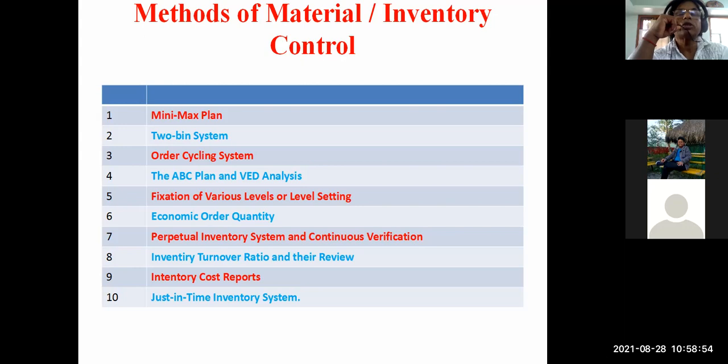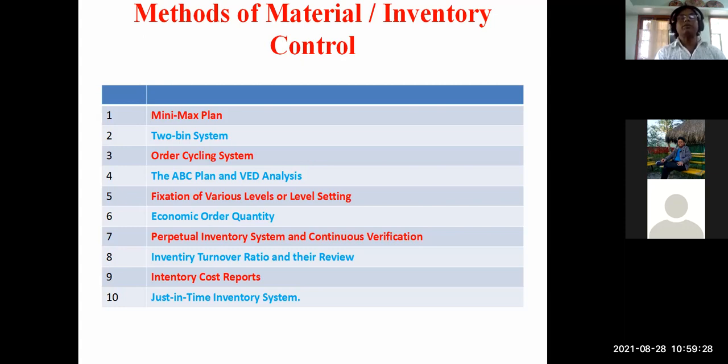Then inventory cost reports. You maintain inventory cost reports, and this is also very important. What is the cost of inventory? An inventory cost report is a report containing information relating to the quantity of material purchased, used, and stocks in hand. How much quantity you have purchased, how much is in stock, and how much you have used, all these records are known as inventory cost reports. This is sent to various levels of management, and management takes the decision.